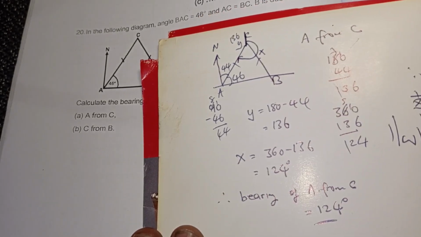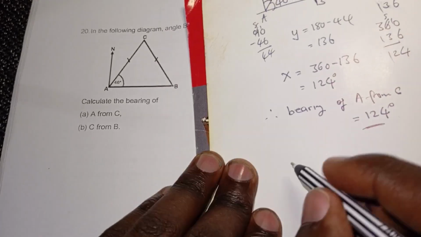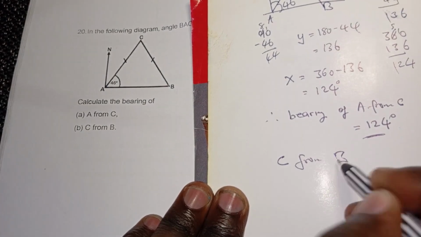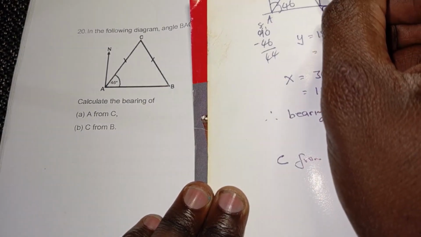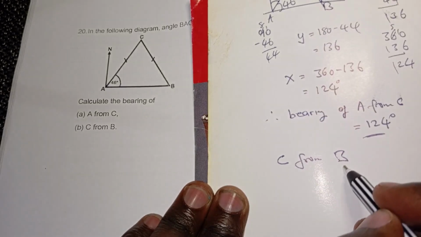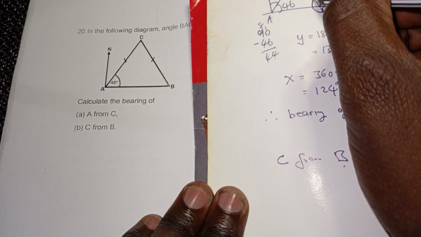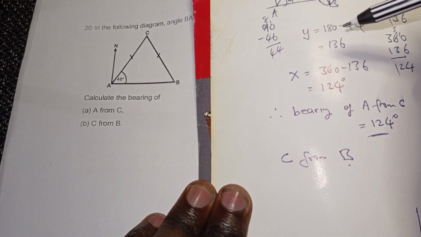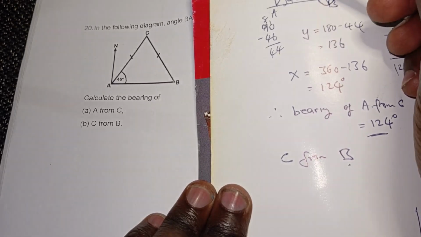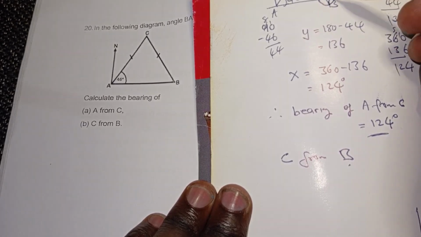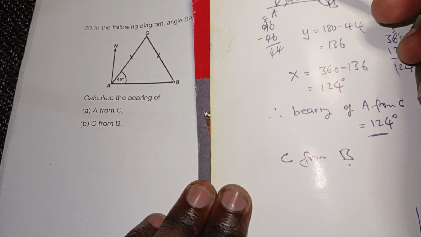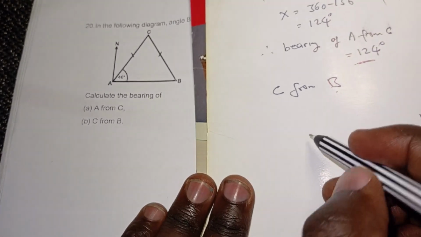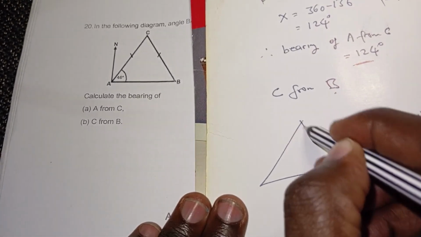Okay, then C from B. Let's see now. C from B. So put our north here. Where it says from, going to C there. So how do we find that? Again, we can find this one first. I'll put it as P. So these two should add up to 180. Let me write it the way it was.